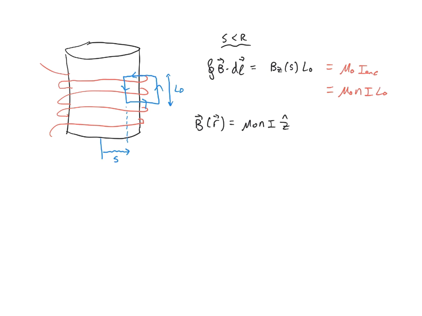And this is when we're talking about radii that are smaller than the radius of the solenoid itself. The magnetic field is 0 when we're outside.